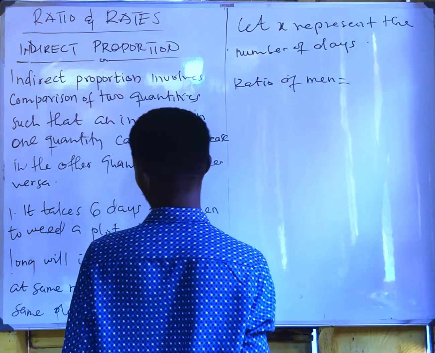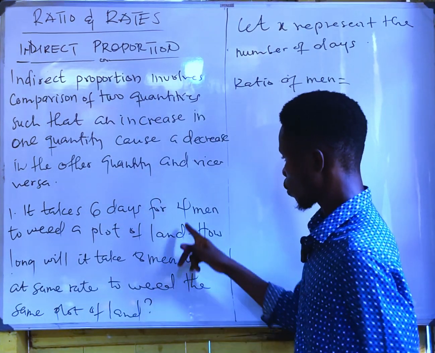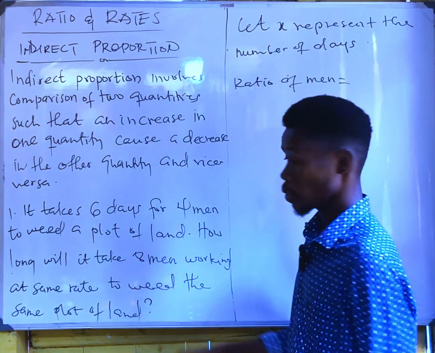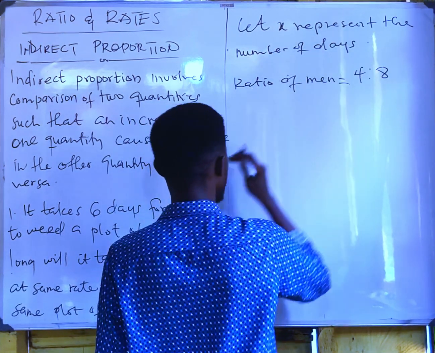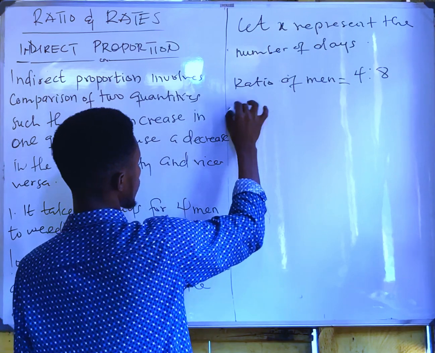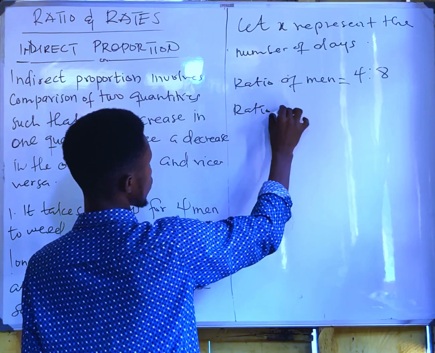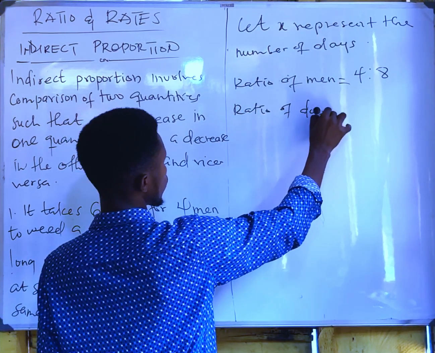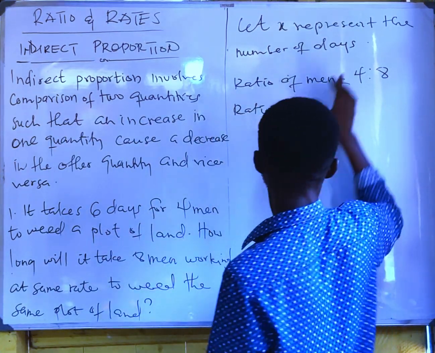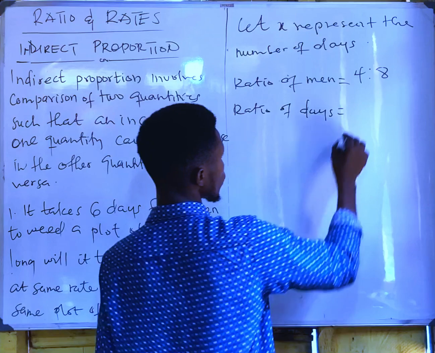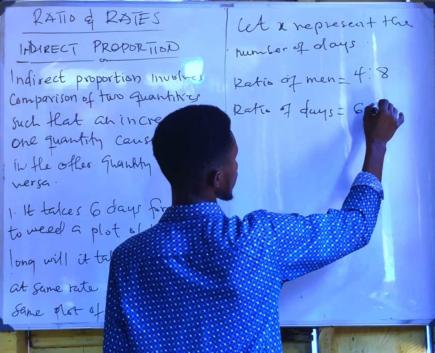So our ratio of men is going to be 4 against what? 8. Is that okay? So you have 4 is to 8. Then you also look at the ratio of days. So the ratio of days is going to be 6 against what? X. 6 against x.